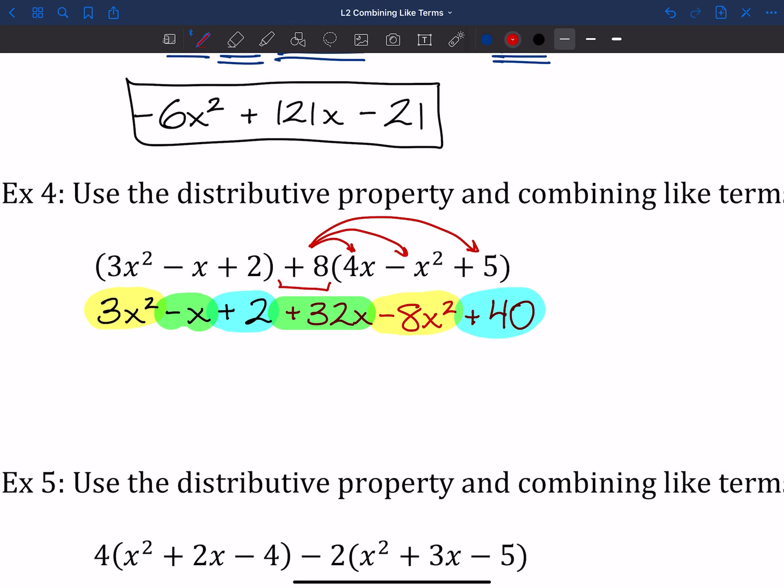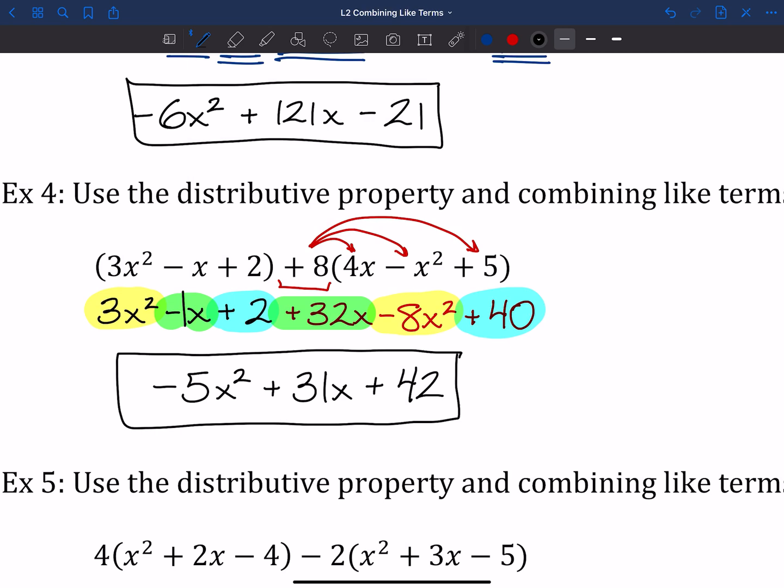When I'm looking at the stuff in yellow, those x squareds, if I had 3 and then I'm taking away 8, I'm now at negative 5 x squareds. Again, not changing what they are, just changing how many I have. That coefficient is changing. Then if I'm looking at the x's in green, I had negative 1x, and then I added 32, so I'm going to end up at positive 31x's. And then as for the stuff in the blue, we got 2, and then we're adding 40, which is 42. All right, and again, once we get here, that's all we're looking for. We distributed, and then we combine like terms, and then we're done.